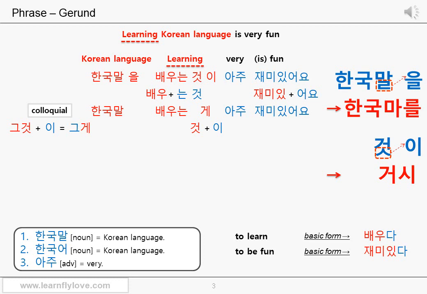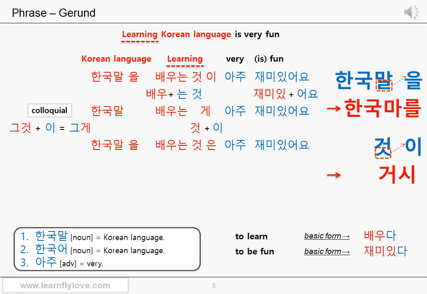Anyway, let's get rid of the object particle 을 from 한국말. 한국말 배우는 게 아주 재미있어요. Perfect. Then let's add the auxiliary particle 은 to the subject. 한국말을 배우는 것, 은. 한국말을 배우는 것은 아주 재미있어요.